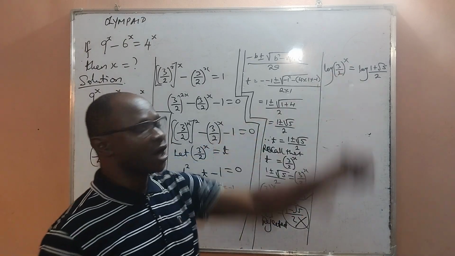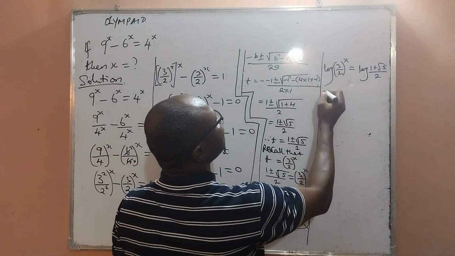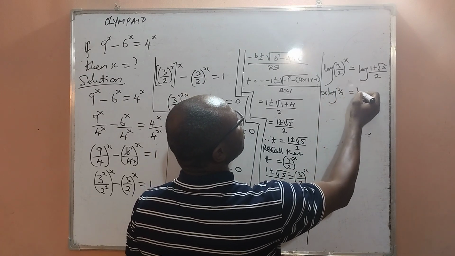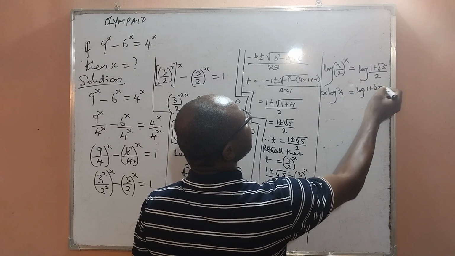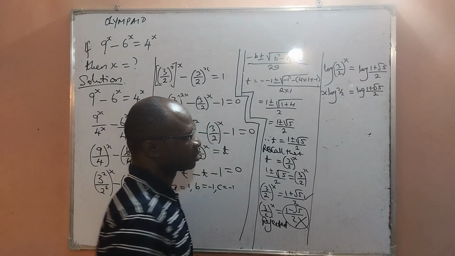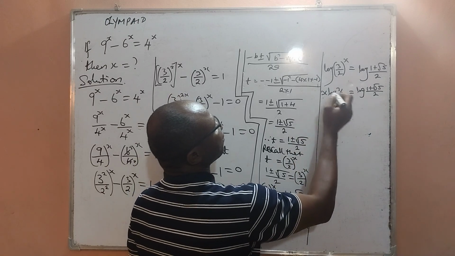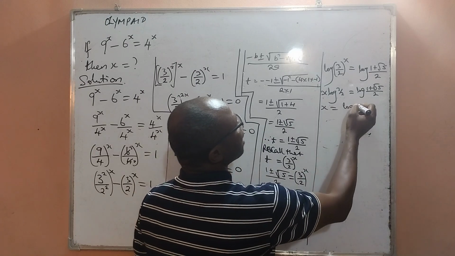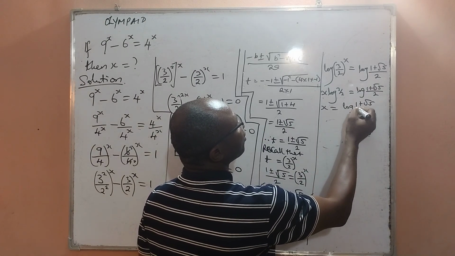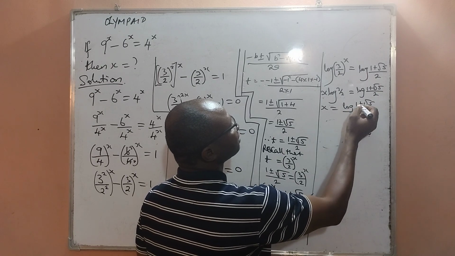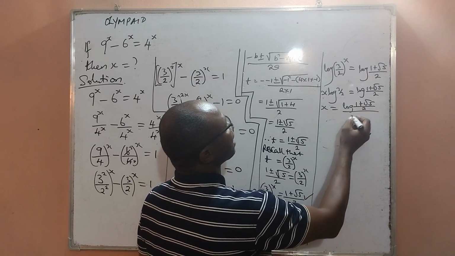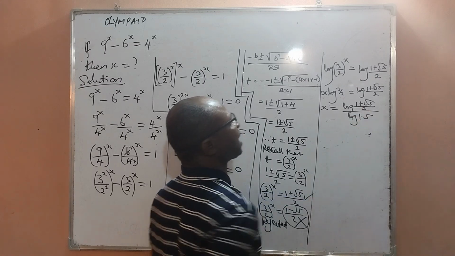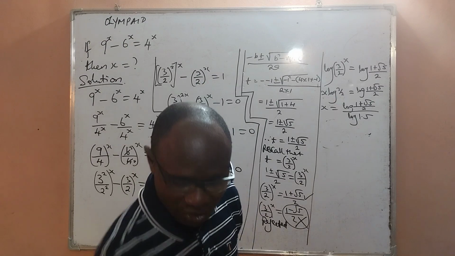Very good. By the law of logarithms, I will have x move to the front to become x log 3 over 2 is equal to the log of 1 plus root 5 all over 2. Now, dividing both sides by log 3 over 2, I will have x equal to the log of 1 plus root 5 all over 2, divided by the log of 3 over 2, and 3 over 2 is the same thing as 1.5. Better put. Now, let us make use of the calculator.